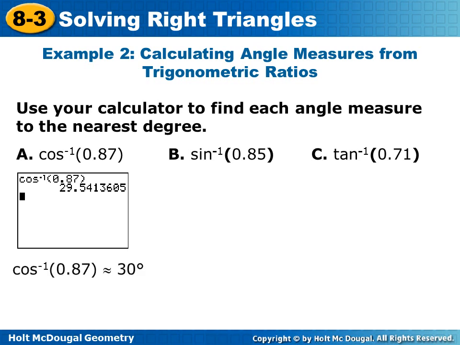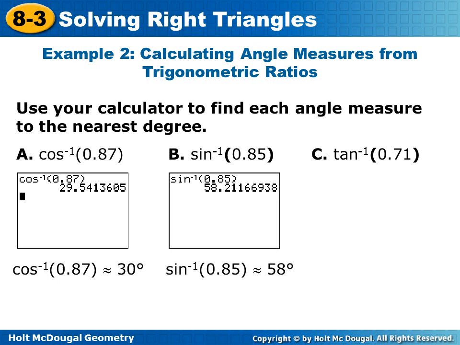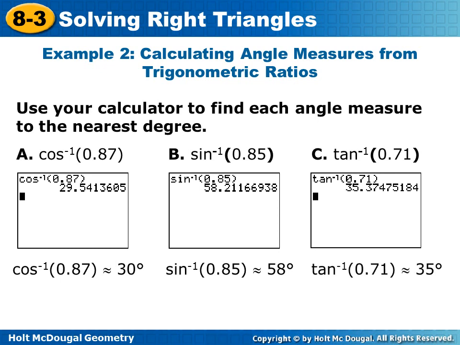So we use second cosine, and that'll give us inverse cosine. Second cosine 0.87, and press enter, and you should get approximately 30 degrees. Make sure again that your calculator is in degree mode. If you aren't getting these answers, double check it and make sure that it says degree, not radian. Letter B, we're finding the inverse sine of 0.85, and you should get approximately 58 degrees. Inverse tangent of 0.71 should be approximately 35 degrees.